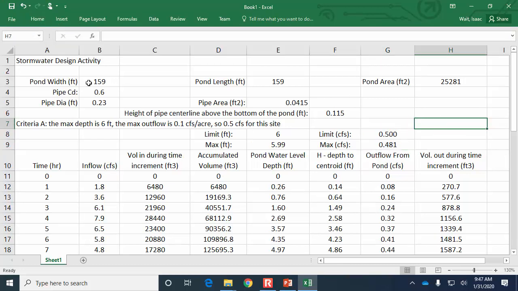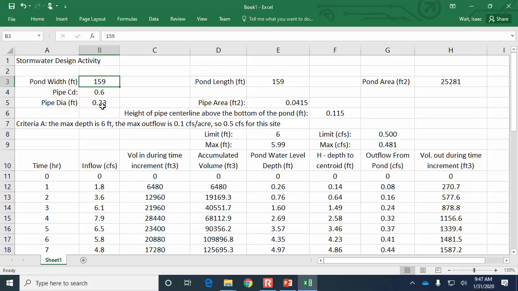This is the ideal optimum design, where we want to limit the outflow to no more than 0.5 CFS, and the water depth in the pond can only be as much as 6 feet. So the two parameters that we were adjusting are the width, which also tells us the length, and then the diameter.